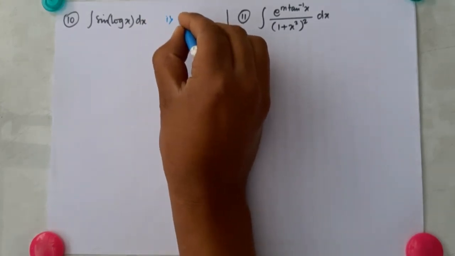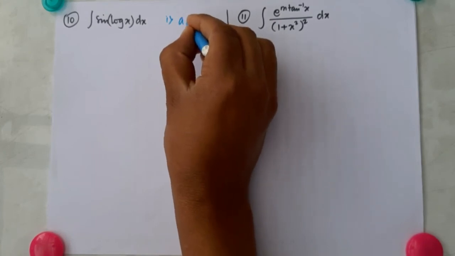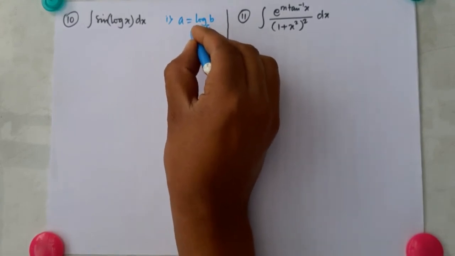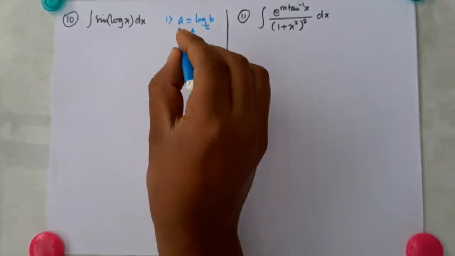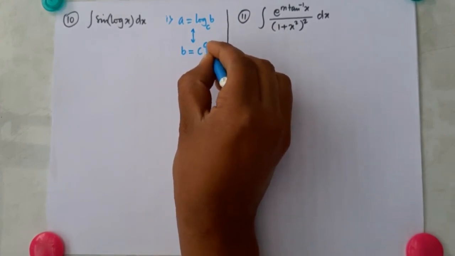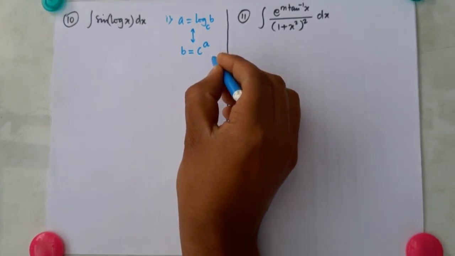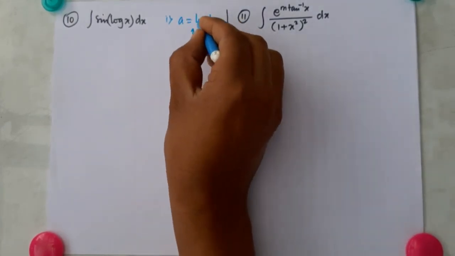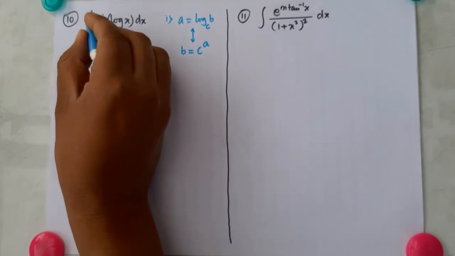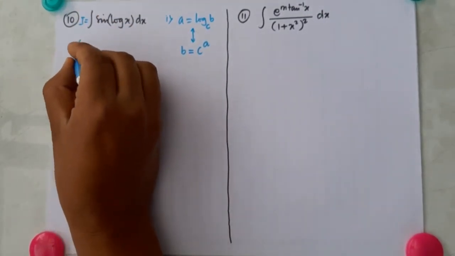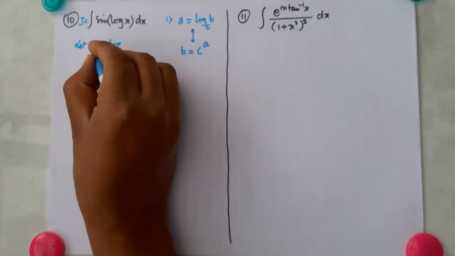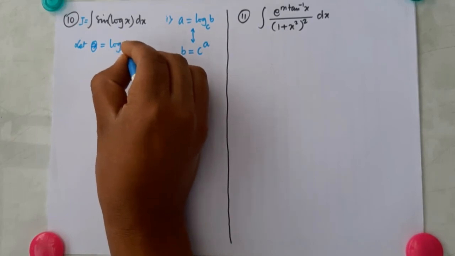So you know that if a is equal to log b to the base c, then this is your logarithmic form. Now for this the exponential form will be, see here carefully, b equals c to the power a. So this is your logarithmic form, this is your exponential form, that's what I'm using here. So for this, let me do some substitution. Let theta is equal to log x.